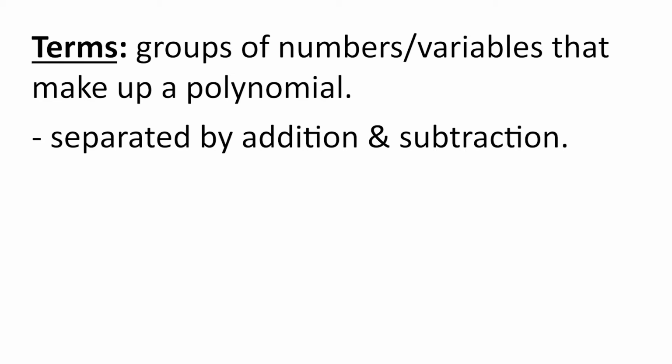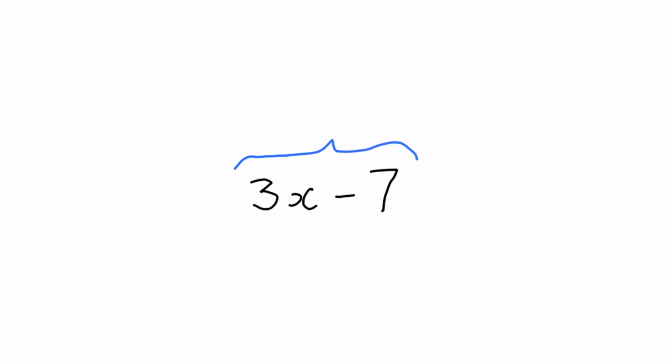Another definition we have to know is terms. A term is a group of numbers or variables that make up a polynomial, and they're usually separated by addition and subtraction signs. Let's look at an example. 3x minus 7. So this whole thing is called a polynomial. But the polynomial is actually made up of a number of different terms. So again, terms are groups of numbers or variables that make up a polynomial.